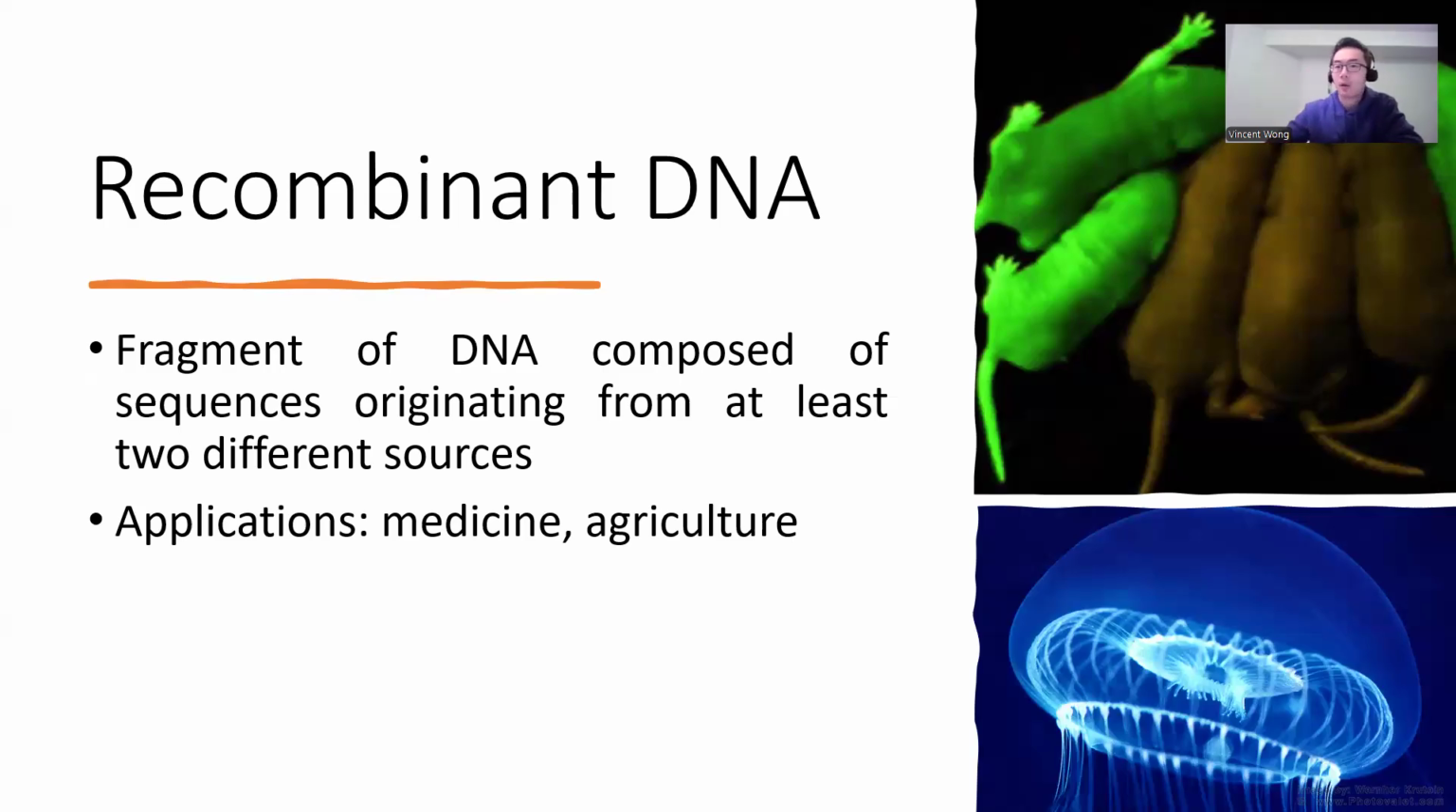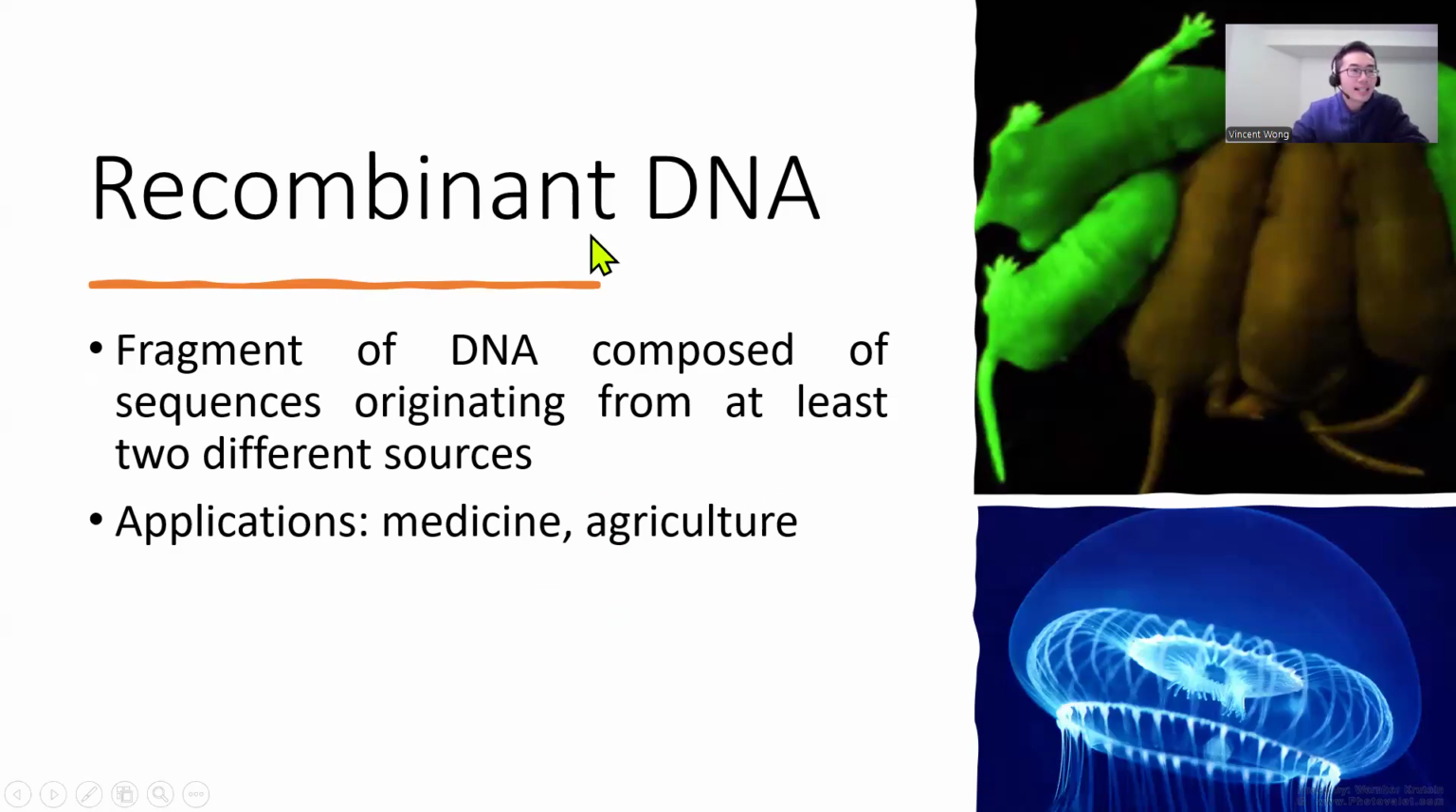Now, why do people make these glow-in-the-dark mice? Like, what do we use them for? It turns out they are actually very important in research. A lot of medical research uses these GFP mice as a model in some cases. But we're not going to go into the details of it. You can look it up if you're interested. So I will give you two examples of recombinant DNA applications, one in medicine, the other in agriculture.